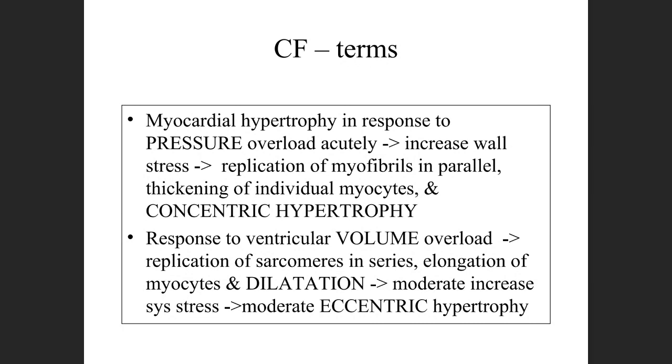And in contrast to volume overload, in which you get replication of the sarcomeres in series and elongation of the myocytes and dilatation of the chamber. And this leads to a moderate increase in systemic stress. And this leads to eccentric hypertrophy. So conditions like the left to right shunts will lead to eccentric hypertrophy. Conditions like aortic stenosis lead to concentric hypertrophy.